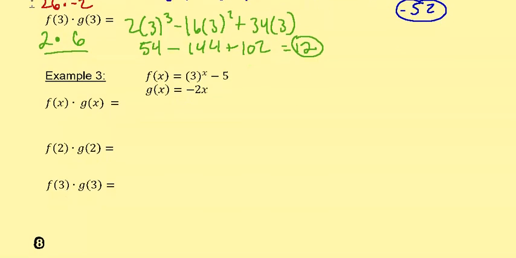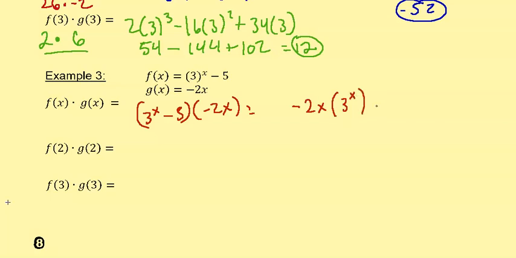Okay, example 3. f of x equals 3 to the x power minus 5, and g of x equals negative 2x. Let's multiply those together. So then you get negative 2x times 3 to the x power minus would be plus 10x.